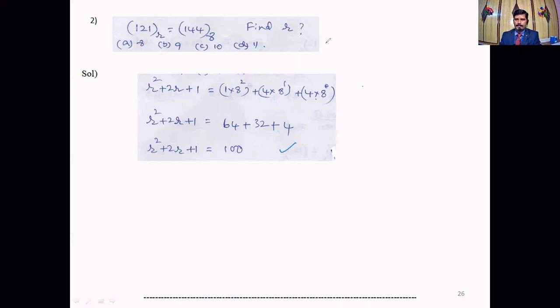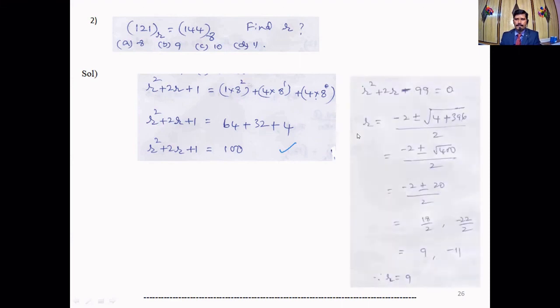See here. How to solve this? Minus b plus or minus square root of b square minus 4ac, divided by 2a. A equals 1 here. That's why, if you solve this, root 400 is 20. So 18 by 2 and minus 22 by 2, that is 9 and minus 11. So here r equal to 9 is the right answer. This is how we can find out the radix.